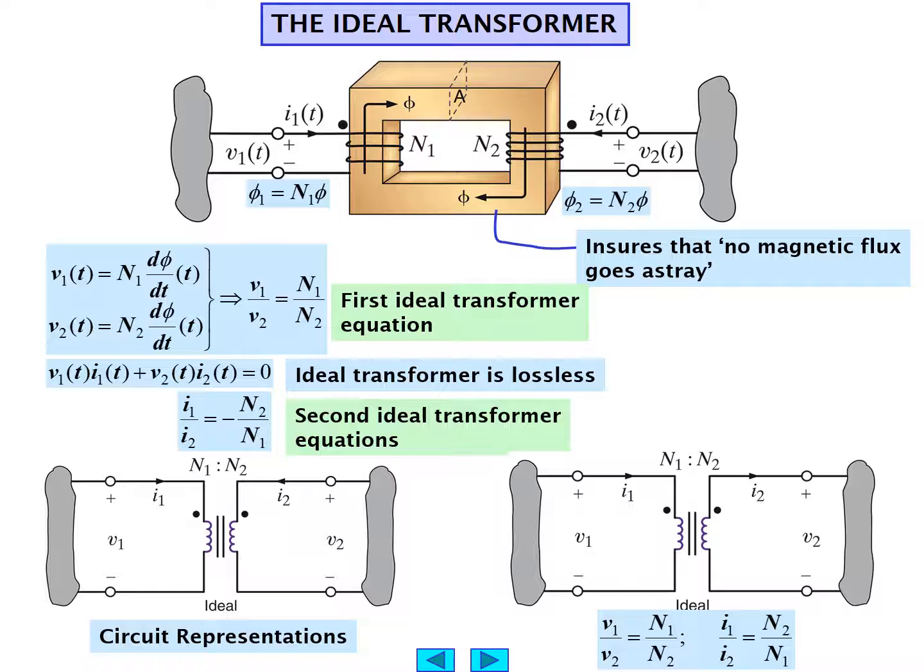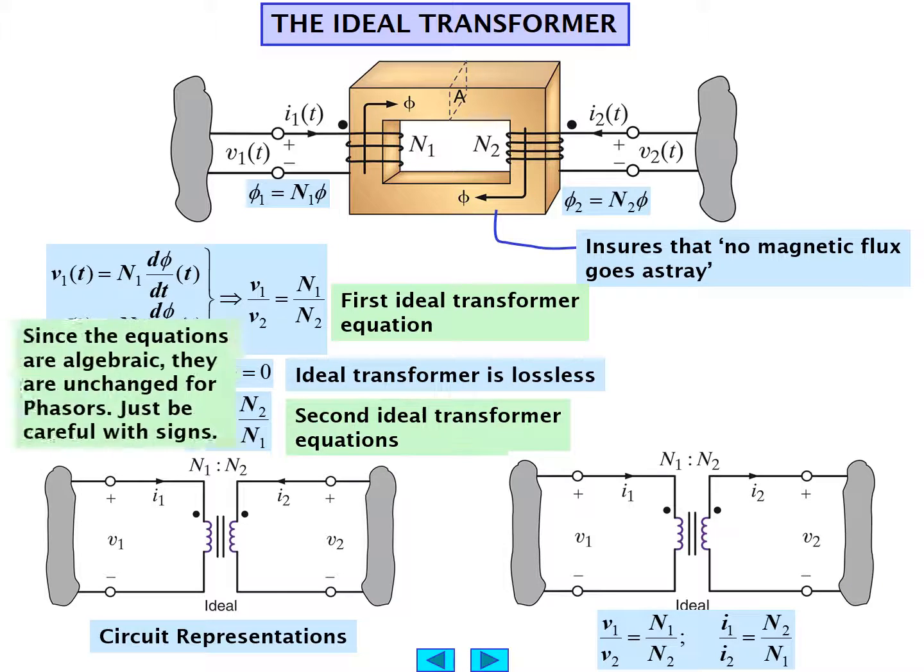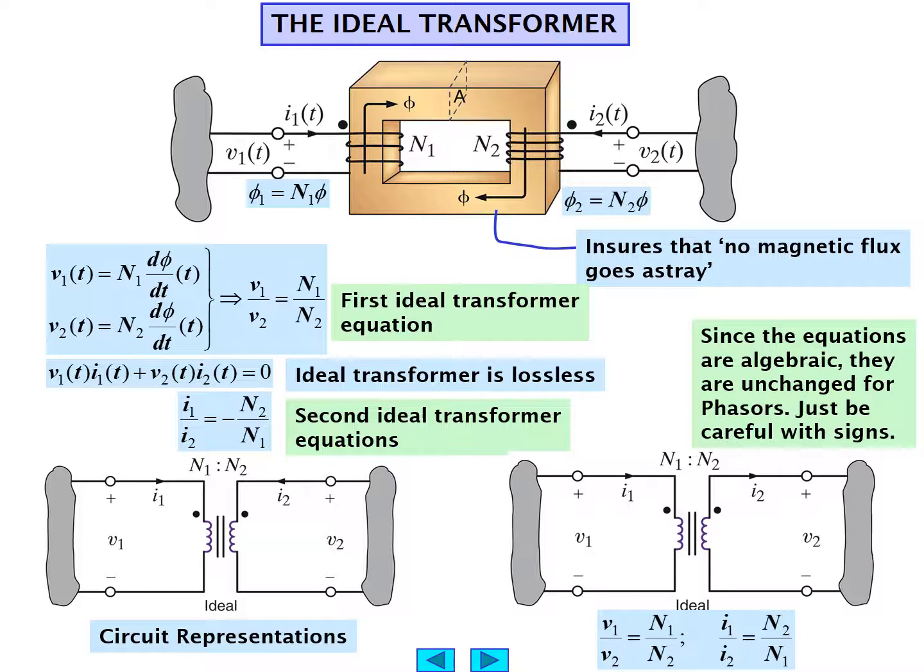Notice that in the panel on the right, lower right, I2 is flowing out, and therefore the ratio I1 over I2 is plus N2 over N1. So it all depends on the direction you would like to assume for the current. Even though the dot notation is indicated at the top on the left-hand N2 side, here we're assuming that I2 is flowing out. Since the equations are algebraic, they are unchanged for phasors. Just be very careful with the polarity as indicated by the signs.